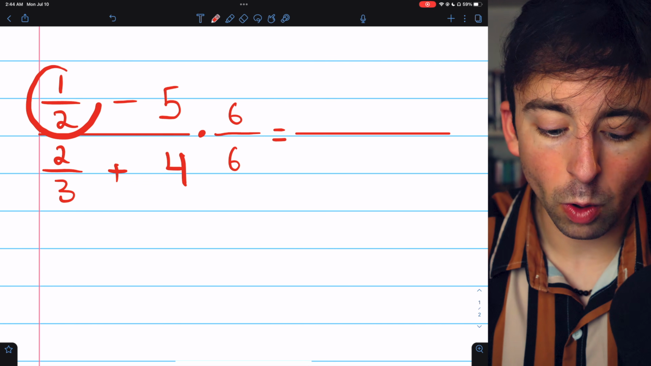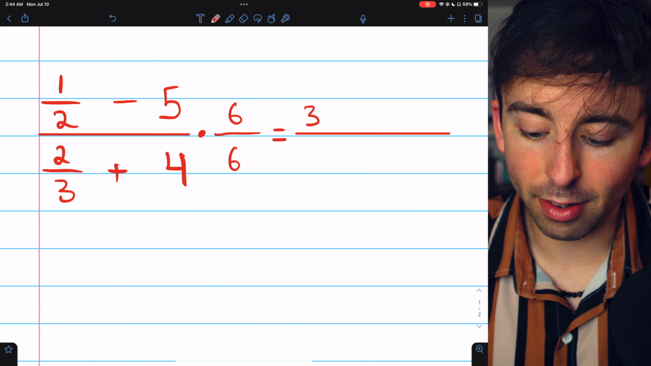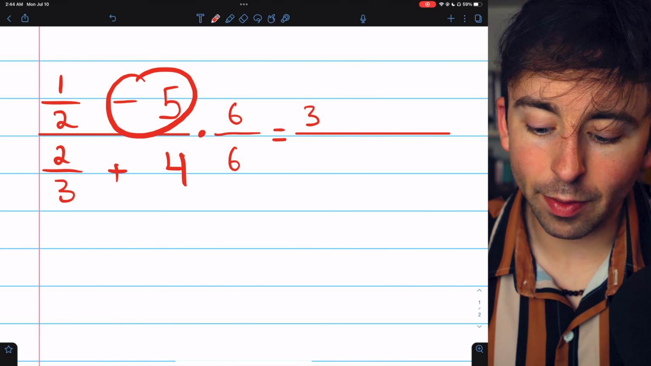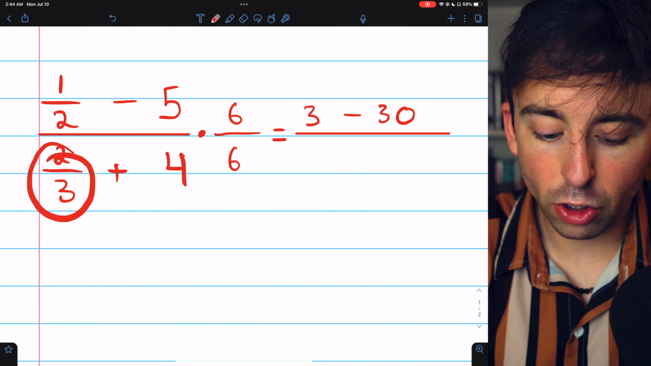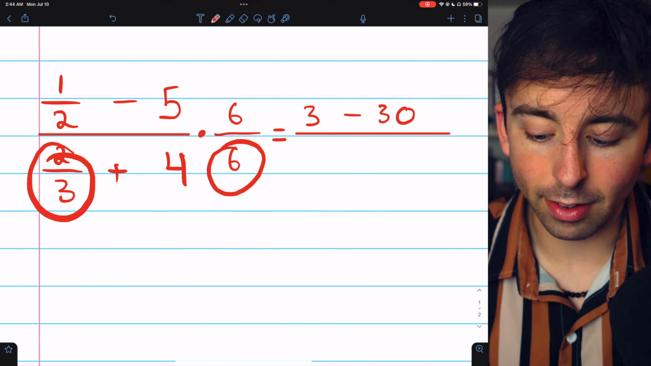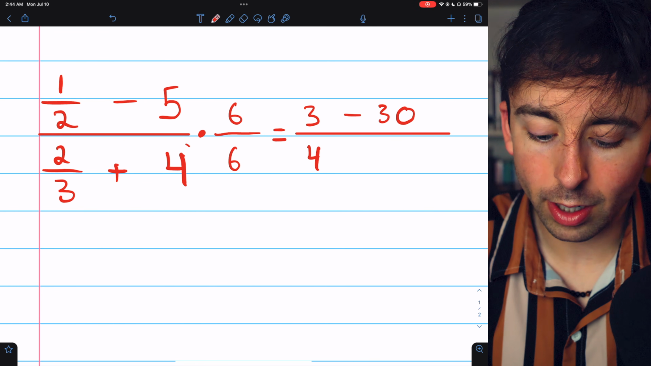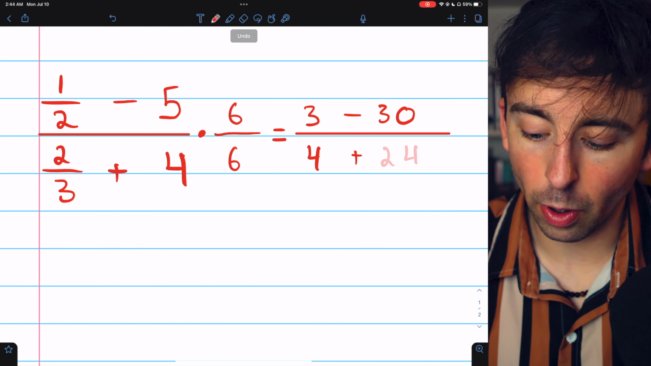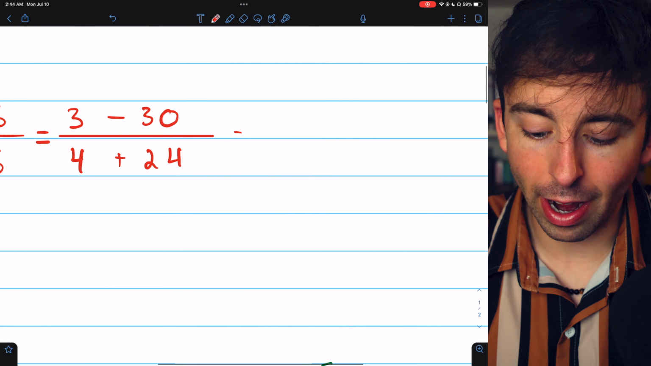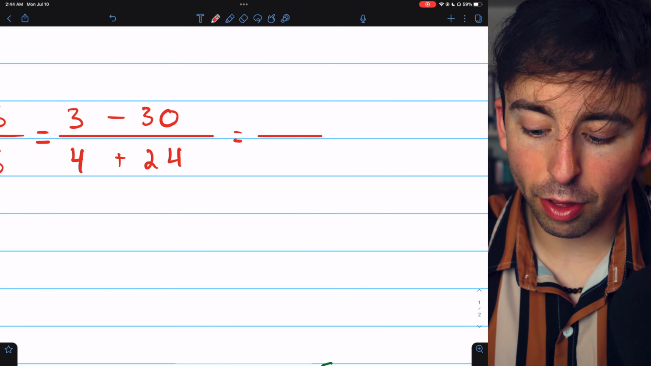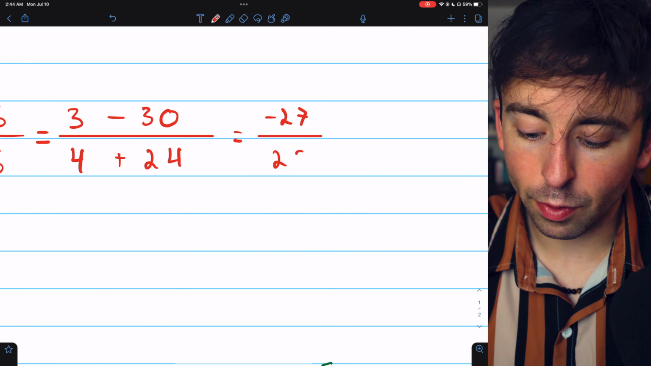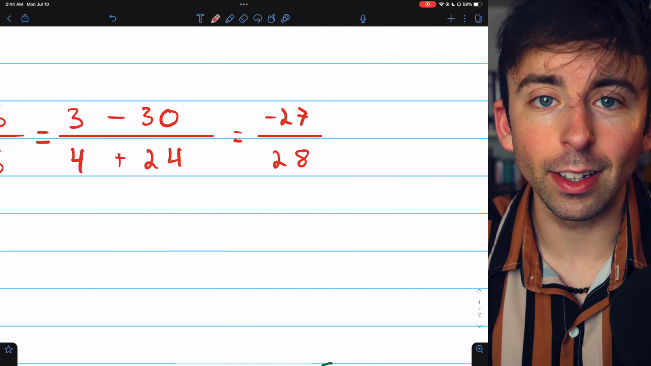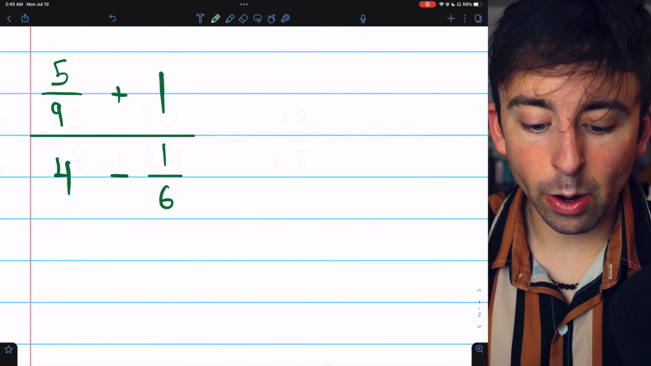In the numerator, 1/2 of 6 is 3, and -5 times 6 is -30. In the denominator, 2/3 of 6 is 4, and 4 times 6 is 24. And just like that, we have cleaned this fraction up. In the numerator, we have 3 minus 30, which is -27, and in the denominator, we have 28, and this fraction is fully simplified. Finally, our last example.